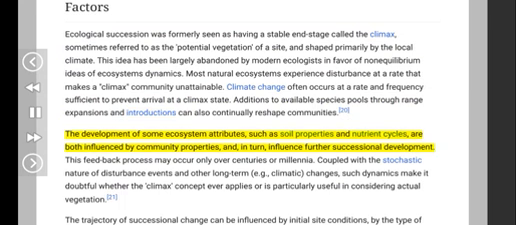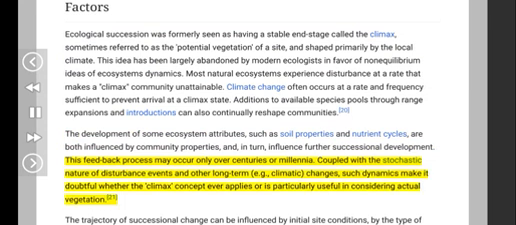20. The development of some ecosystem attributes, such as soil properties and nutrient cycles, are both influenced by community properties, and, in turn, influence further successional development. This feedback process may occur only over centuries or millennia. Coupled with the stochastic nature of disturbance events and other long-term, e.g., climatic changes, such dynamics make it doubtful whether the climax concept ever applies or is particularly useful in considering actual vegetation.